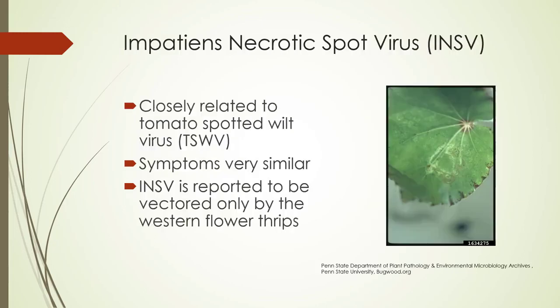So here's the impatiens necrotic spot virus. It's very closely related to tomato spotted wilt virus. Sometimes you'll see them kind of interchangeably. The symptoms are very similar. The difference is that impatiens necrotic spot virus is vectored only by western flower thrips. The tomato spotted wilt virus is vectored by all species of thrips. This is on begonia, so don't let the name fool you.